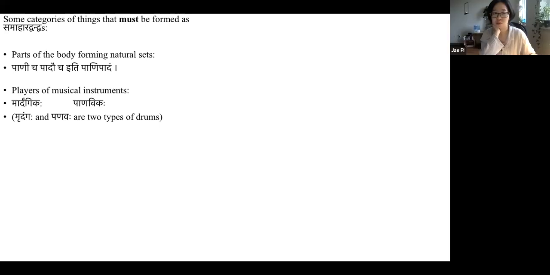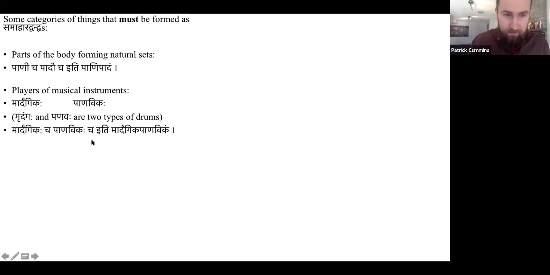So will it be mardangika cha panavika cha iti mardangapanavikam? Very good, very good. Yes, we would add the chas just after each item, and then in the end here, it would still be neuter singular, just based upon this players of musical instruments being sort of one stipulative category of things that fall under the category of these aggregative dvandvas.